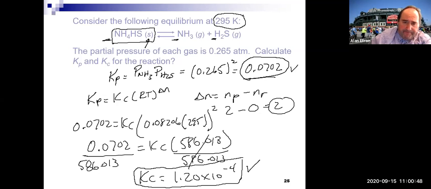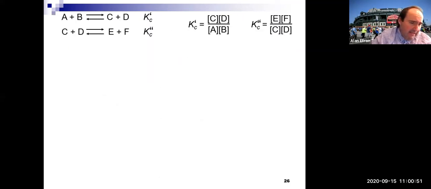So let's first talk about what happens if we need to add a couple of different equations together to get an overall reaction. For example, here we have two equilibrium reactions: A plus B goes to C plus D, and C plus D goes to E plus F. We could write an equilibrium expression for both of them. The one on the left is for the top, and the one on the right is for the second one. Now, if we add these reactions together, the C's would cancel, the D's would cancel, and this would give us the overall reaction of A plus B goes to E plus F.